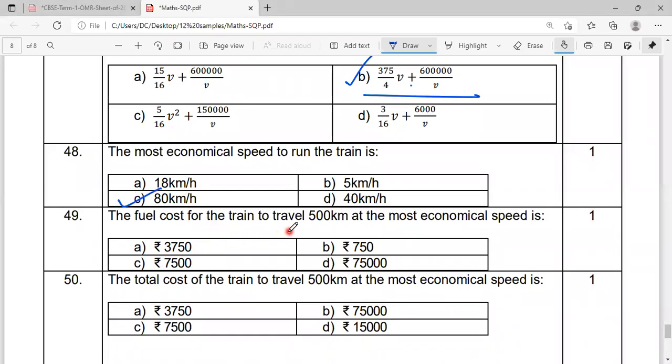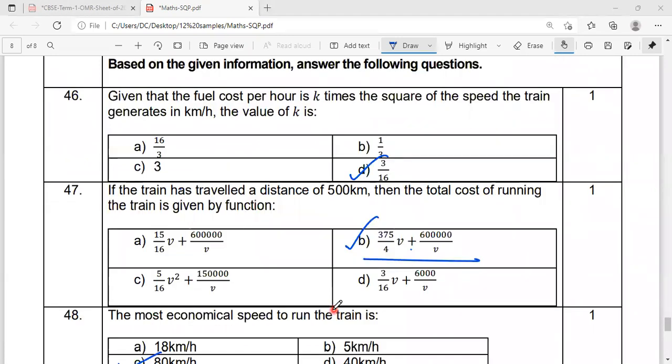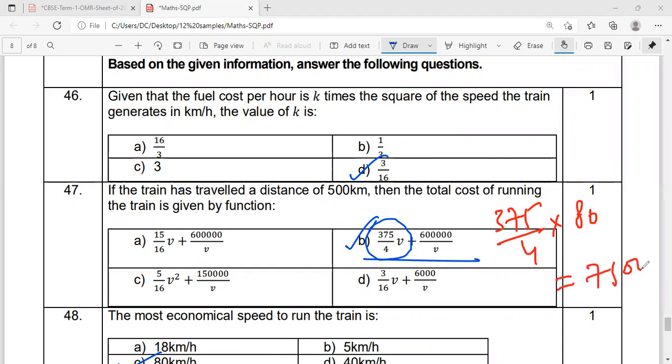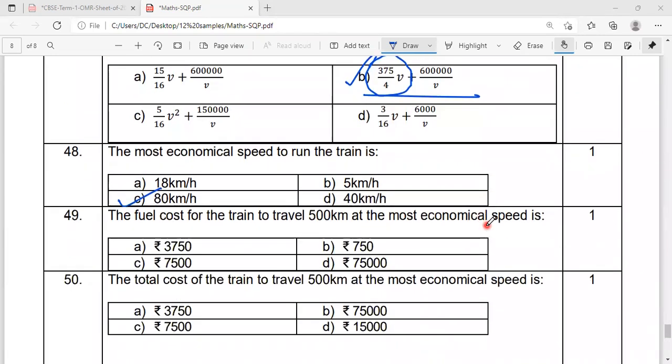The fuel cost for the train to travel 500 km at the most economical speed comes out to be, see, in the total cost, the first part is the fuel cost. You simply can substitute the value of v here. That is 375 by 4 into 80. That will give you 7,500. Okay. And finally, the most economical speed to run the train is 80. Fuel cost is 7,500.